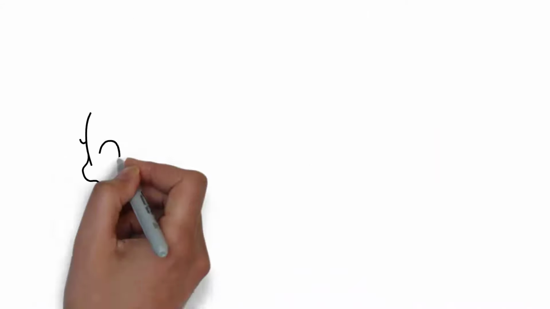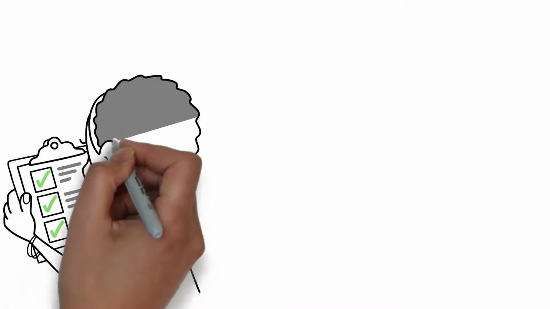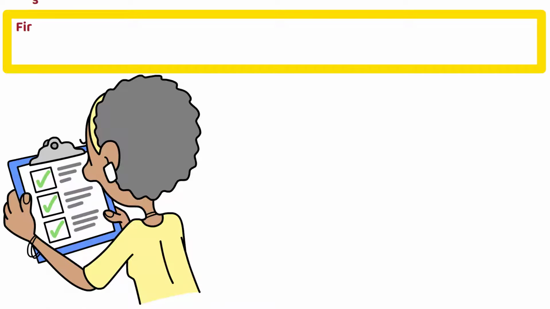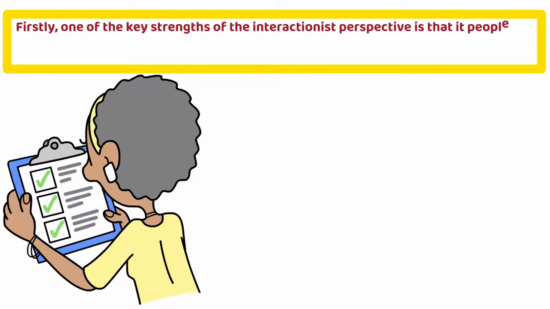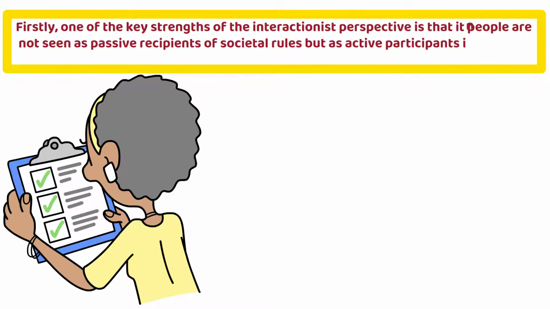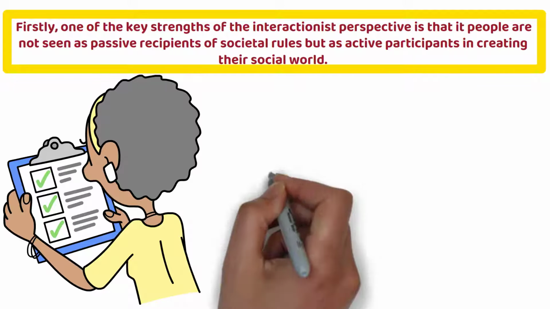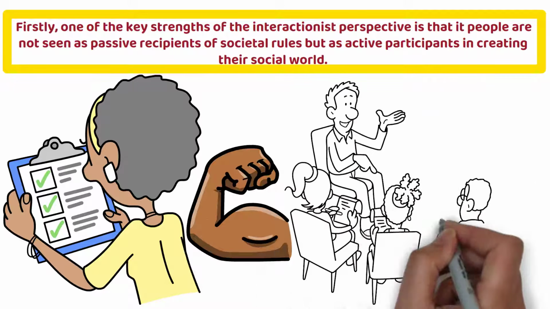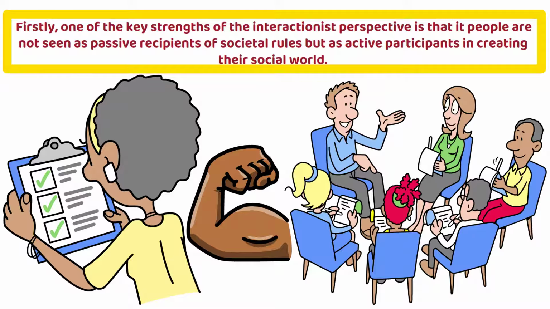Before we finish up, we need to look at the strengths and criticisms of this perspective. Firstly, one of the key strengths of the interactionist perspective is that people are not seen as passive recipients of societal rules, but as active participants in creating their social world. We have the power to change and adapt our societies by renegotiating shared meanings.